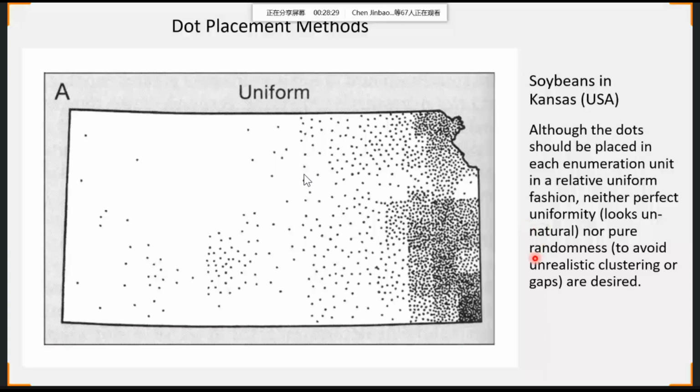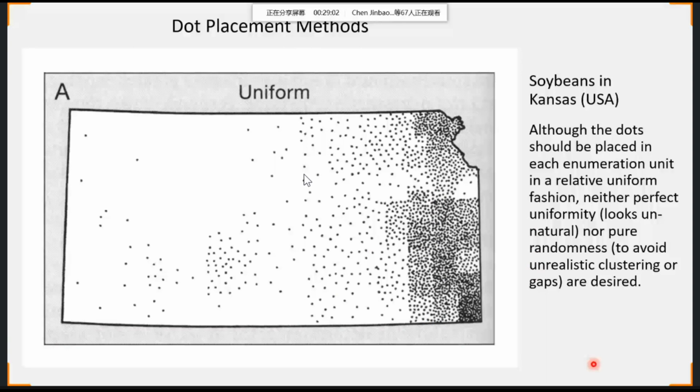But you still see that here obviously are county boundaries. So you see a change in the density because within each of these enumeration units, and the enumeration units here are counties, the dots should be dispersed and distributed uniformly. So that's then a possible result.